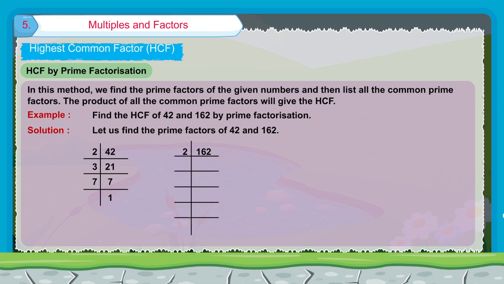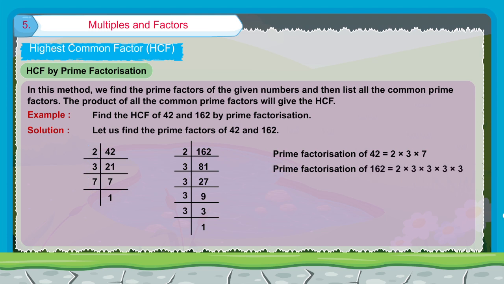162 divided by 2, 81. 81 divided by 3, 27. 27 divided by 3, 9. 9 divided by 3, 3. 3 divided by 3, 1. Prime factorization of 42 is equal to 2 into 3 into 7. Prime factorization of 162 is equal to 2 into 3 into 3 into 3 into 3.